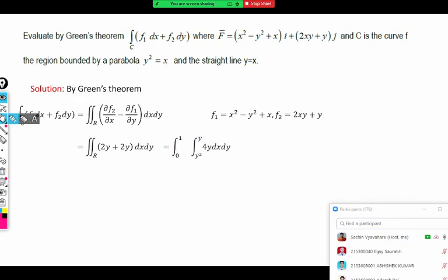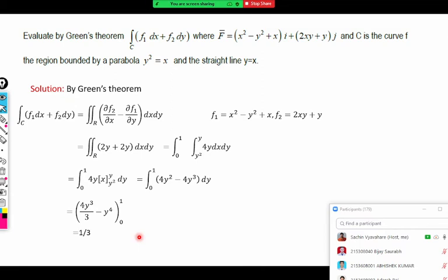Now the matter is only to evaluate this double integral. When we integrate with x, treat y like a constant and do the integration. So the integral of 4y dx is 4y times x, from y square to y. This is the inner integral evaluated, and then the outer integral with upper limit and lower limit. You will have the answer as 1 by 3. Got it? Yes, sir. Okay. So that is about the second theorem.